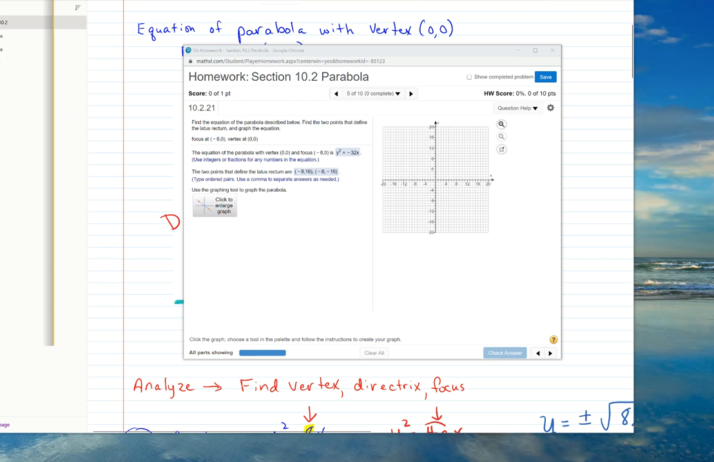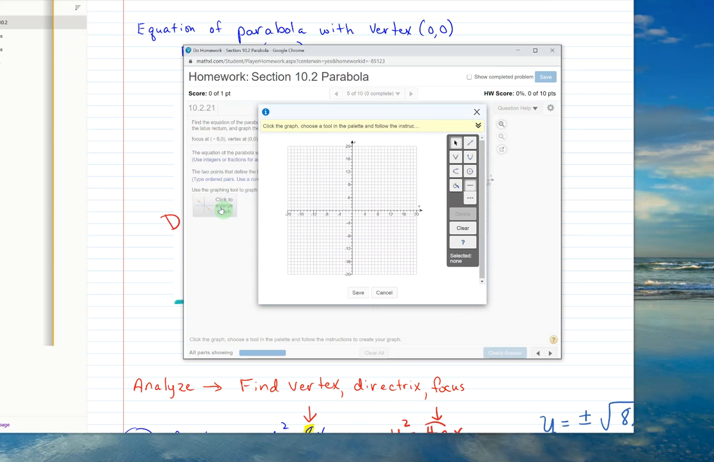So I've pulled up number 5 in your homework, a question like number 5, where we were given the focus and the vertex, and I went ahead and figured out the equation of the vertex like we did in number 5 and the 2 points that made the latus rectum. So let's see what we have to do to graph it on the computer.